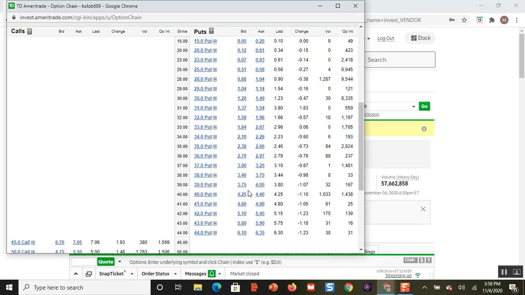Now, butterfly. What is a butterfly? A butterfly is where you would, for example, buy the $40 put, sell a $35 put, and then sell another $35 put, and then buy the $30 put. Now this changes the scenario. If you were to just sell a $35 put and buy a $30 put, that is known as a credit spread. That is a bull put spread. And ideally, you would want Uber to trade above $35 a share. If it started to go down, you'd begin to lose money.